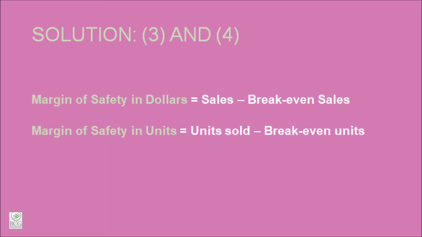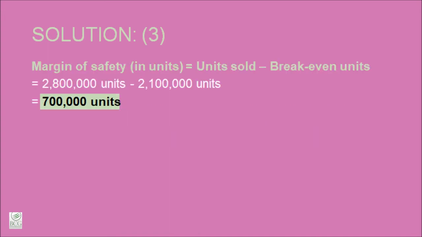Now for number 3, we are required to calculate the margin of safety in units. It is already given in the problem the number of units sold, which is 2,800,000 units, less the units we calculated in number 1, which is 2,100,000 units. It will generate a margin of safety in units of 700,000 units.